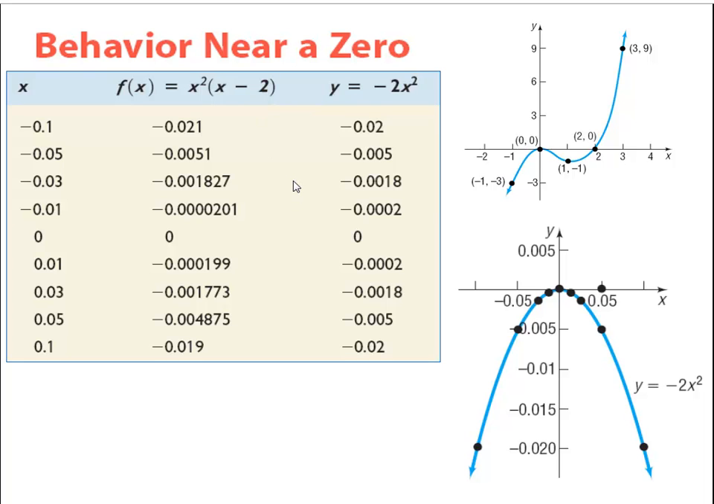So here's basically what we're going to do. In order to figure out what the graph looks like near an x-intercept, we're going to literally plug the x-intercept in, right? Now here's the difficulty, right?